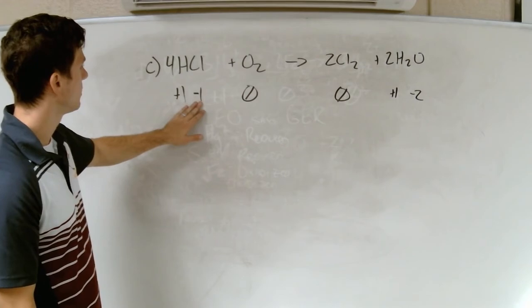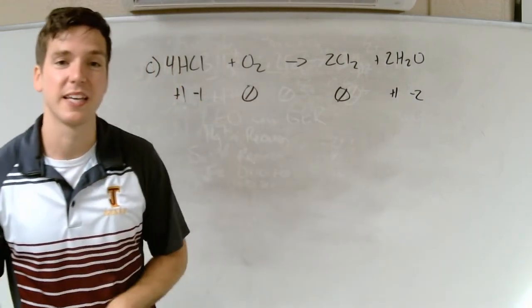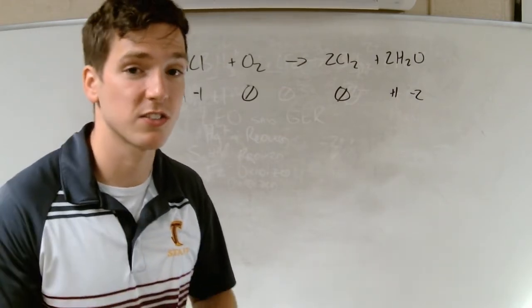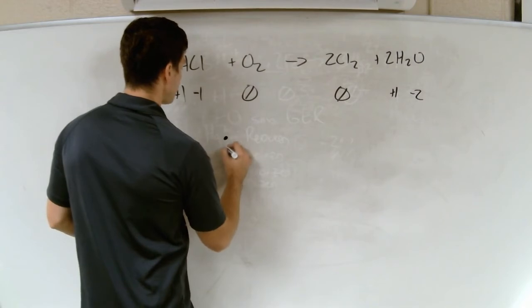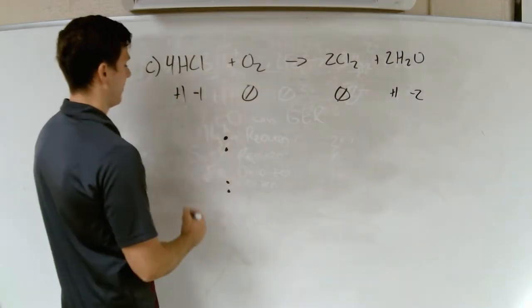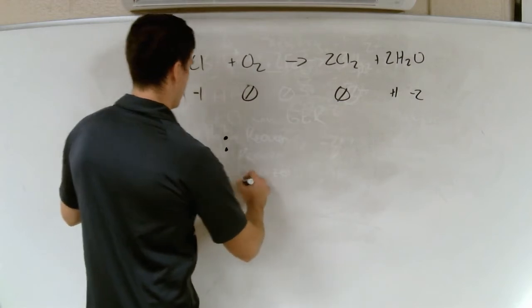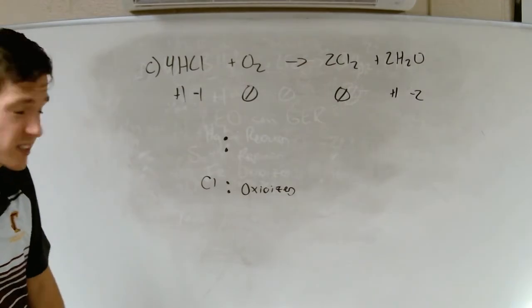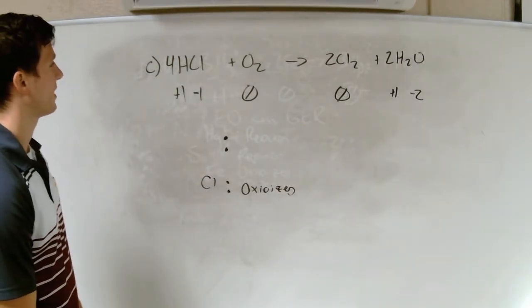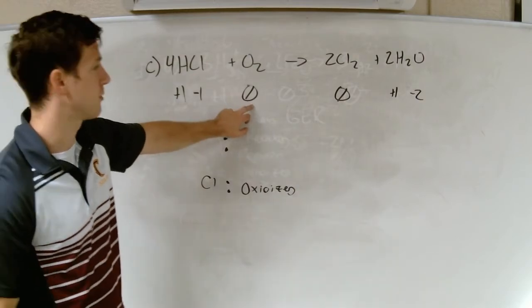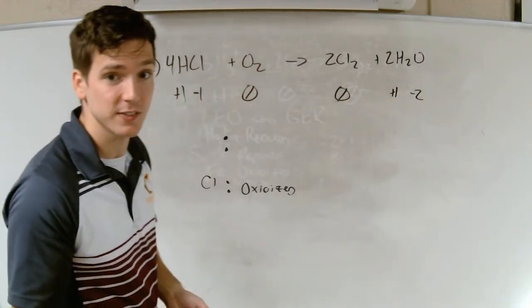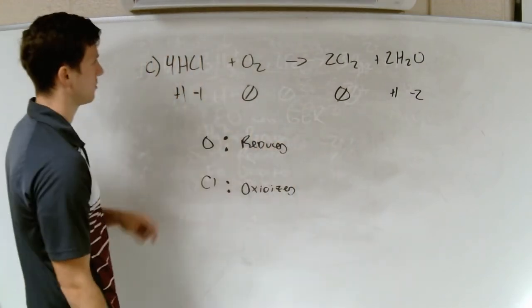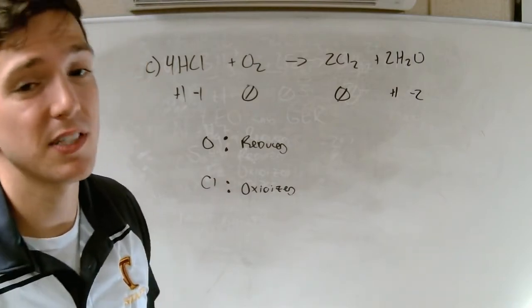Well, chlorine went from -1 to 0, okay? It became more positive. That means it lost electrons, okay? It lost electrons. So if it lost electrons, chlorine was oxidized. Right? So chlorine ended up being oxidized, and then which one became reduced? Oxygen, right? It went from 0 to -2. It gained electrons, so it was reduced. So oxygen is now reduced. Okay?